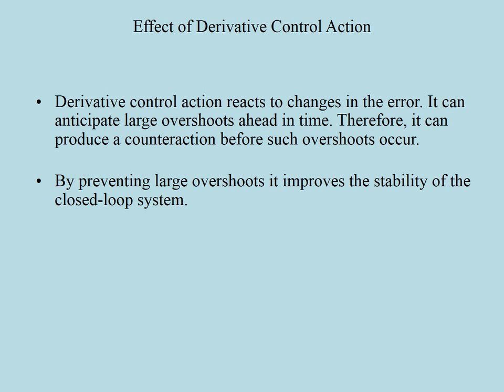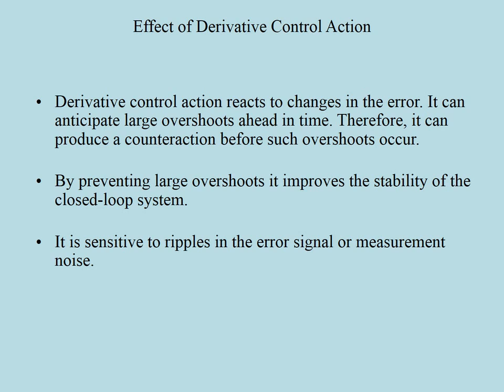By increasing the damping and preventing large overshoots, the derivative control action improves the stability of the closed-loop system. On the other hand, it is sensitive to ripples in the error signal or measurement noise, because such ripples, although they may be small in magnitude, will change quite rapidly and therefore have large derivatives. We also have to mention that in a steady state, one would expect flatline signals in the system, and therefore the derivative control action cannot affect the steady state error.